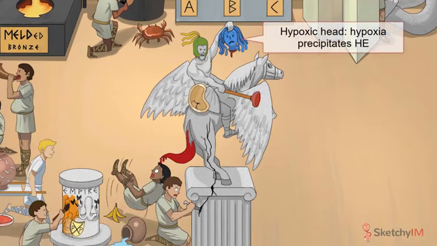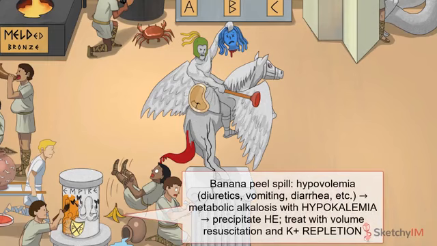States of hypoxia are also associated with hepatic encephalopathy. Hence the dead hypoxic head of Medusa up there. Not a good look. States of hypovolemia, caused by diuretics, vomiting, or excessive diarrhea, for example, can also precipitate hepatic encephalopathy.